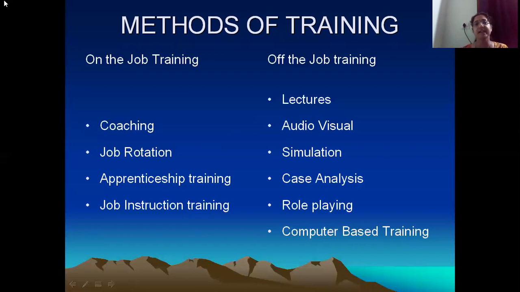Apart from this, they are also sent to a training institute, which is run by McDonald's. It is known as Hamburger University. This Hamburger University also trains these new recruits on all aspects of restaurant management. So this is a classic example of apprenticeship training.